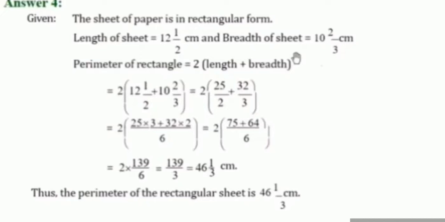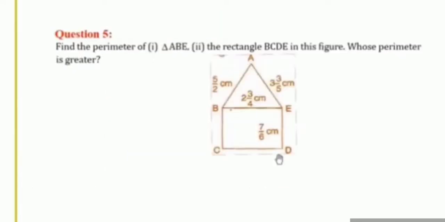Okay. Then 2 into 75 plus 64 is equal to 139 upon 6. So this 2 and denominator 6, we will cancel it. Okay. So 2 3s are 6. So it will come 139 upon 3. Then we can convert into the mixed fraction. So it will come 46 whole 1 upon 3 centimeter. So the perimeter of the rectangular sheet is 46 whole 1 upon 3 centimeter. Question number 5. Find the perimeter.